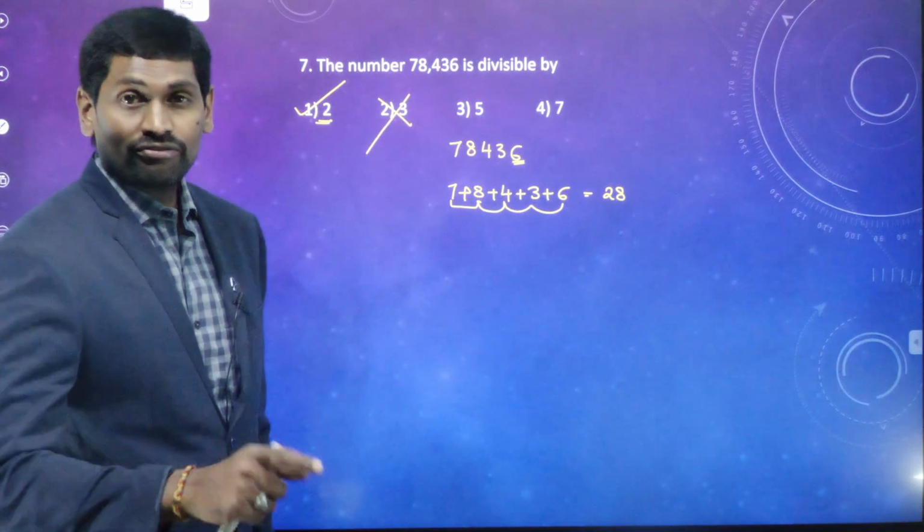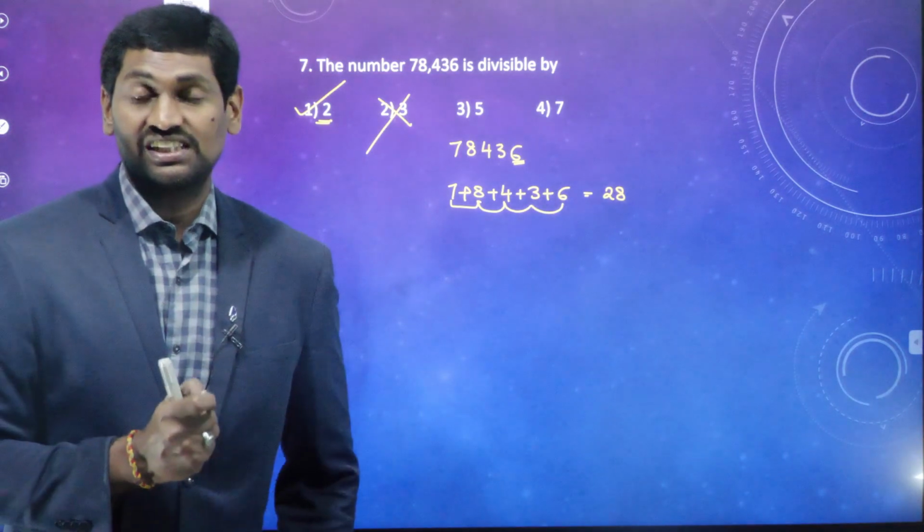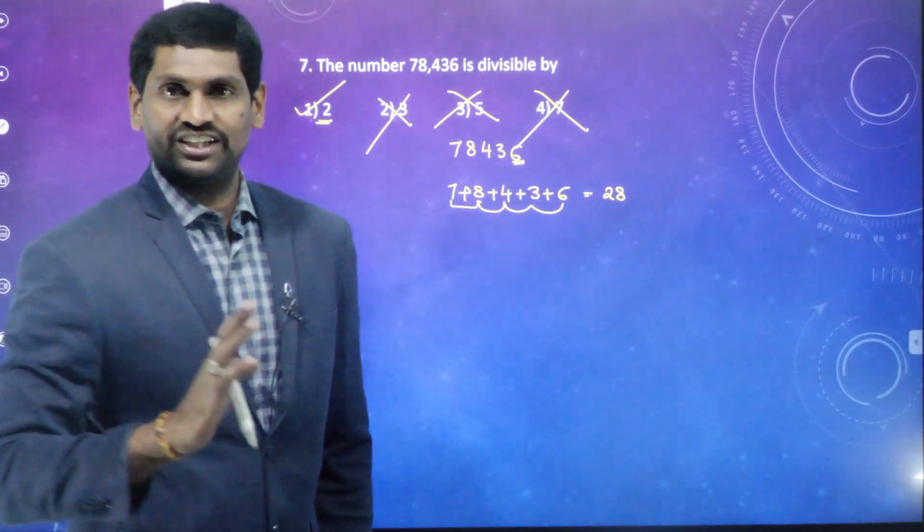And the divisibility rule for 5. What is the rule for 5? The last digit or units place digit is 0 or 5. So that is incorrect. So only the first option is true.